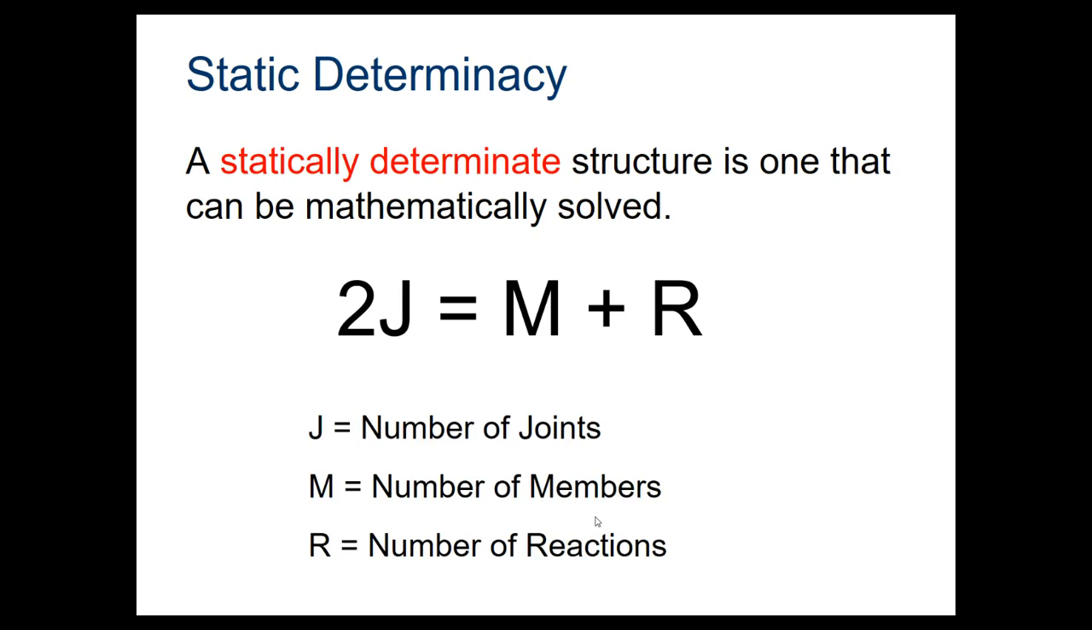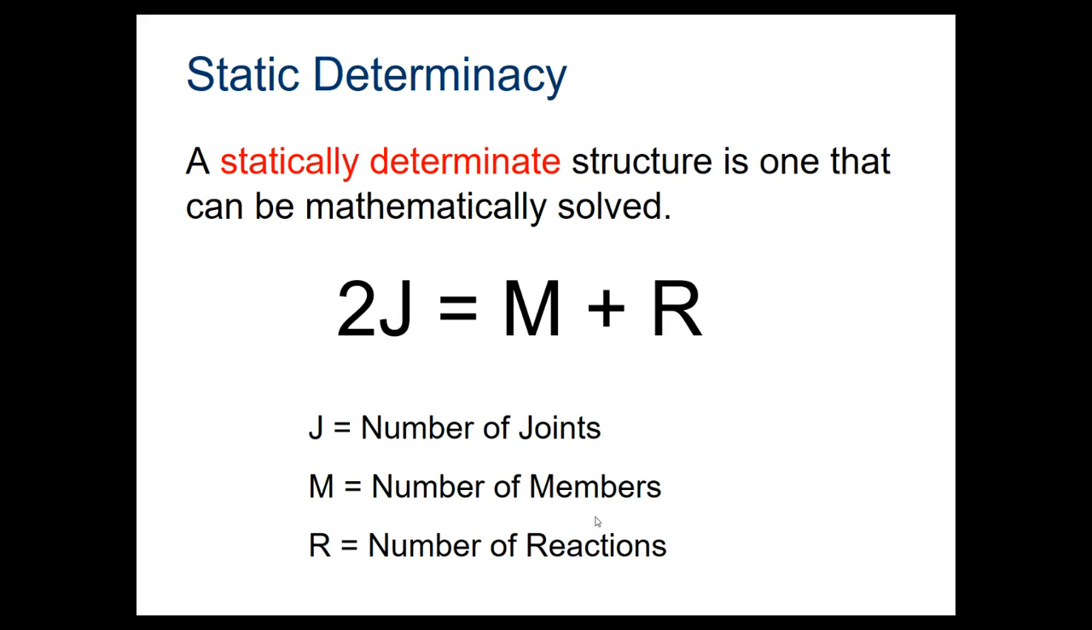All right, so the equation basically says this. You take 2 times the number of joints, and again, the joints are just the places where the beams are connected. So all your vertices. So you add 2 times the number of those vertices, those joints, has to add up to the number of members plus the number of reactions. And so the number of members part makes a lot of sense. That's just how many beams do you have. The number of reaction one is a little bit harder, but it's an easy concept.